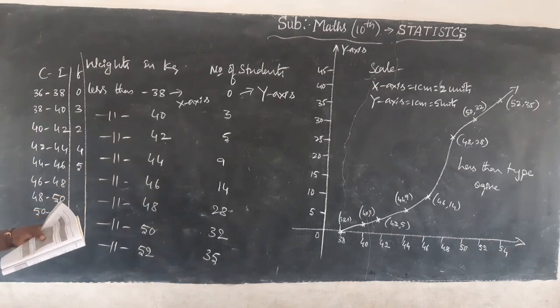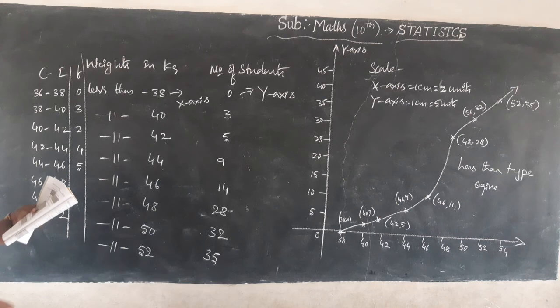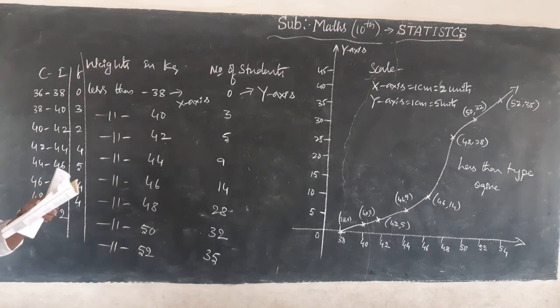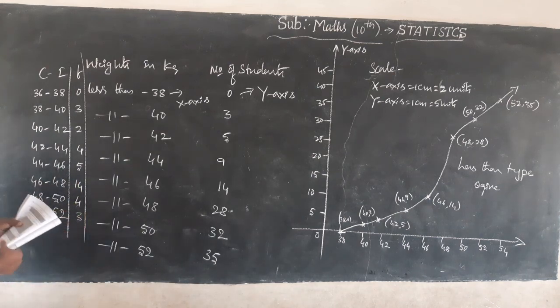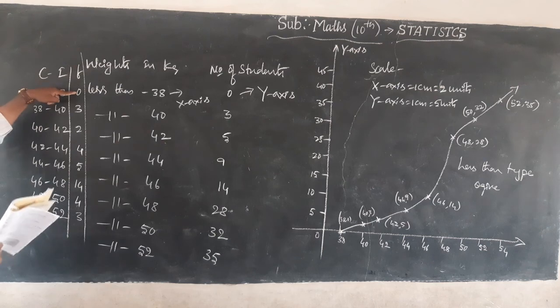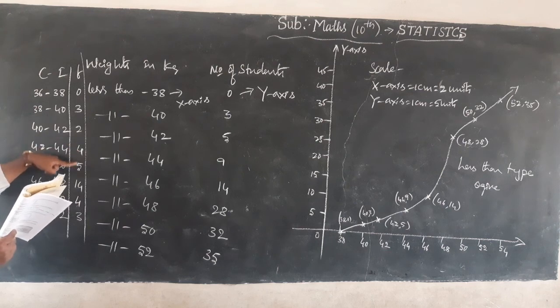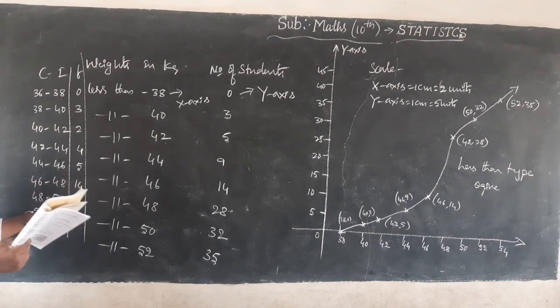14 minus 9. Understand children? Again 28 minus 14, that is again 14. 32 minus 28, that is 4. 35 minus 32, that is 3. So this is what we called as frequency. For example, 0, 0 plus 3, 3, 3 plus 2, 5, 5 plus 4, 9. 9 plus 5, 14. 14 plus 14, 28. 28 plus 4, 32. 32 plus 3, 35.